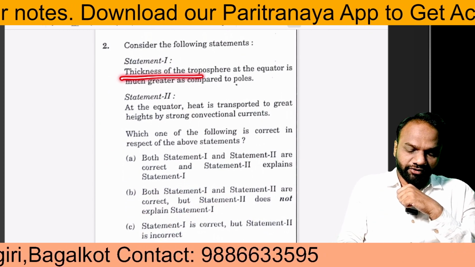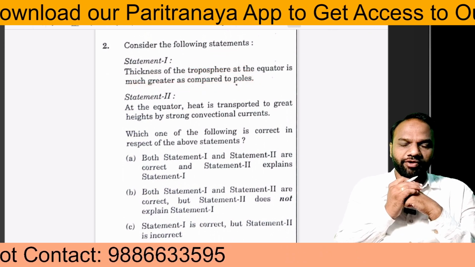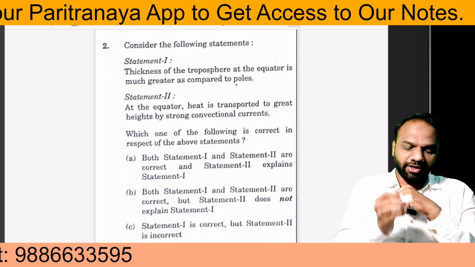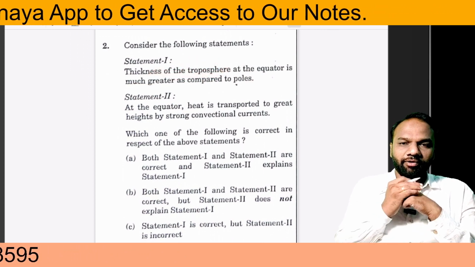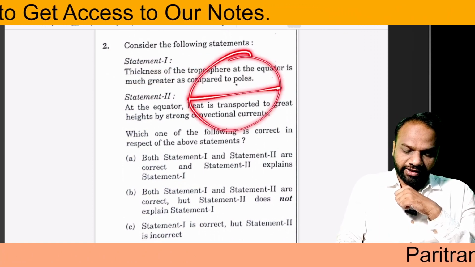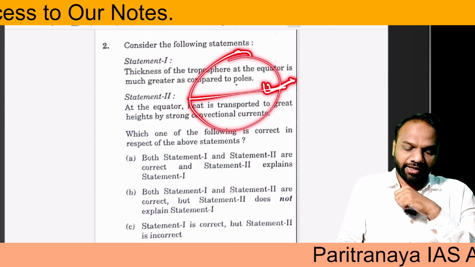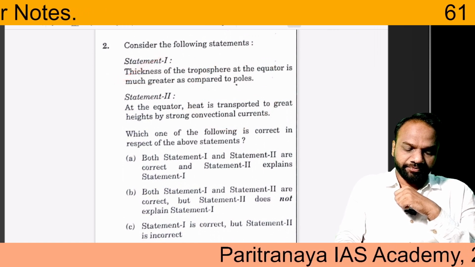Next, the thickness of the troposphere at the equator is much greater as compared to the poles. Yes, correct. We have different layers: troposphere, stratosphere, mesosphere, thermosphere, exosphere. We are all present in the troposphere. The thickness of the troposphere is highest at the equator and lowest at the poles. So the first statement is right.